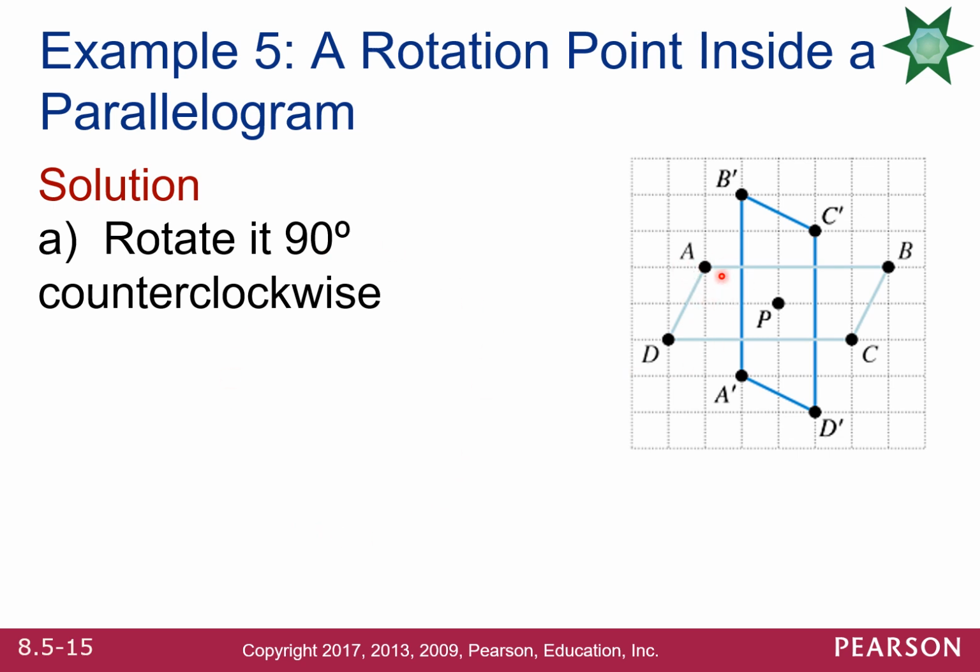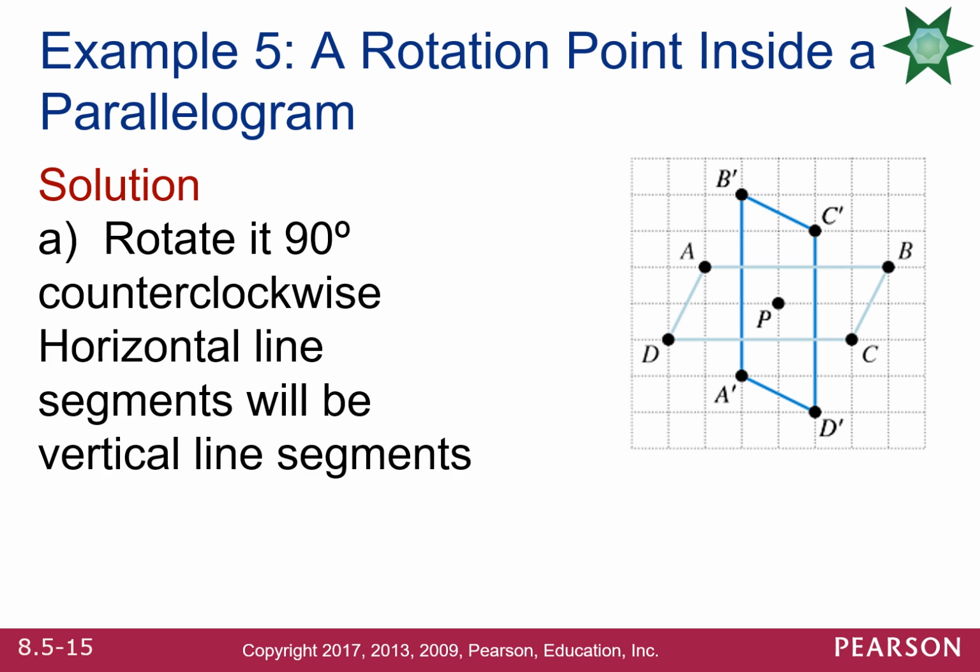The original figure was placed horizontally, so A was positioned here, then B, C, D. When you rotate it counterclockwise, the A comes to the bottom. If you rotated it clockwise, A would go up here. But because it's counterclockwise, you go in the opposite direction, so A becomes A dash, and it comes down 90 degrees. And what's the next one? D comes here, and then C and then B dash.